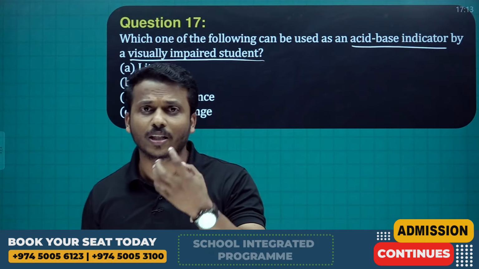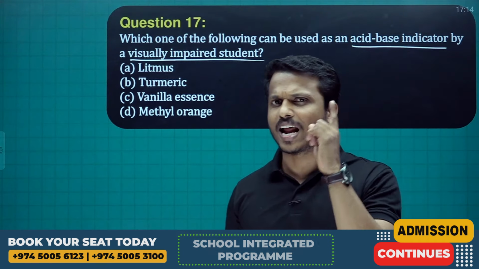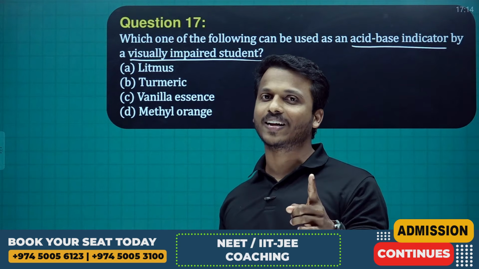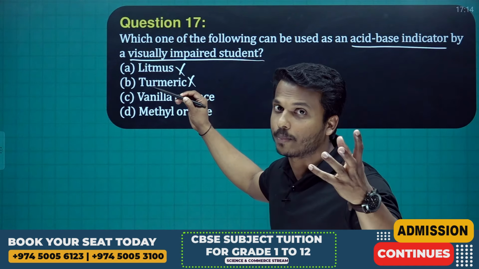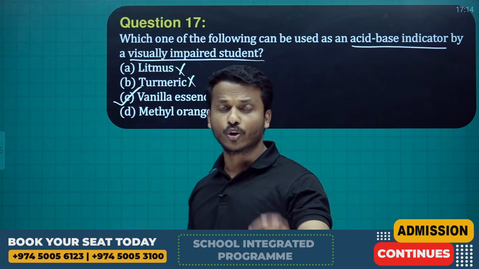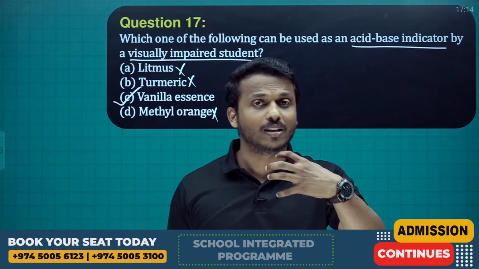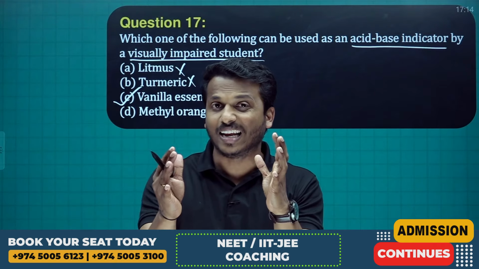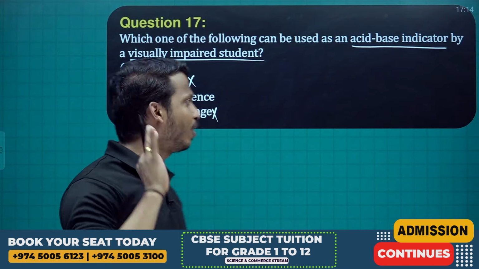Without vision, the only possibility is what? Odor, right? The one which works by odor, what is that acid-base indicator called? Olfactory indicator. Litmus, no. Turmeric, no. These are all color-based, and methyl orange is also color-based. Only vanilla essence. You know how an olfactory indicator works on acid and base? You should study how olfactory indicators behave in acid and base, where the odor is lost and where it remains.